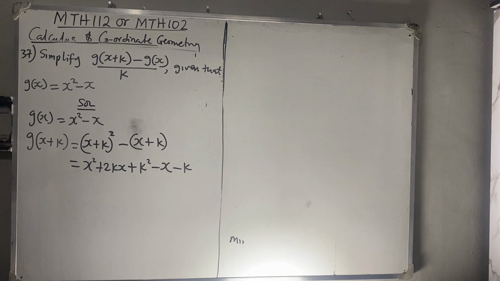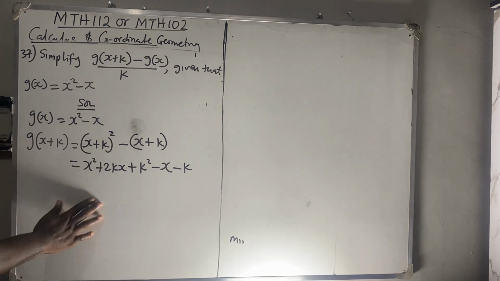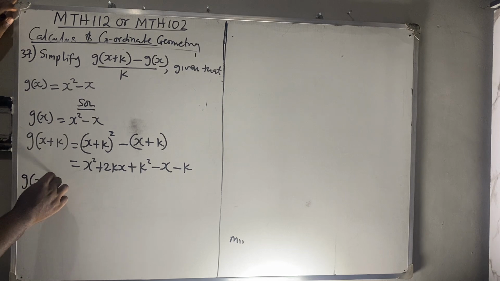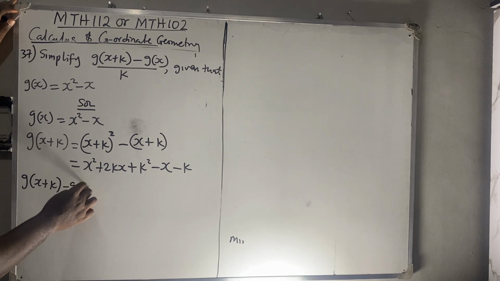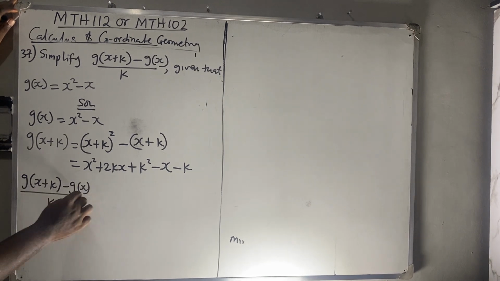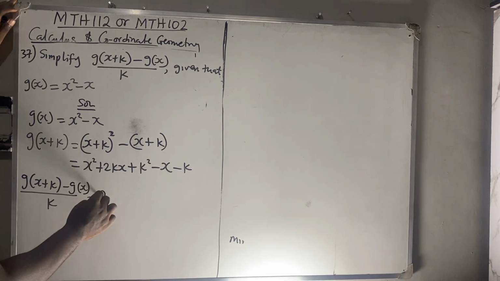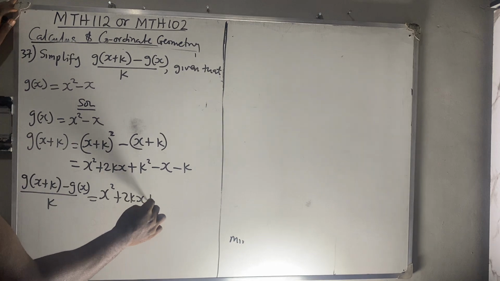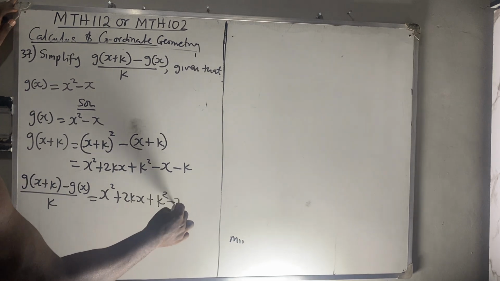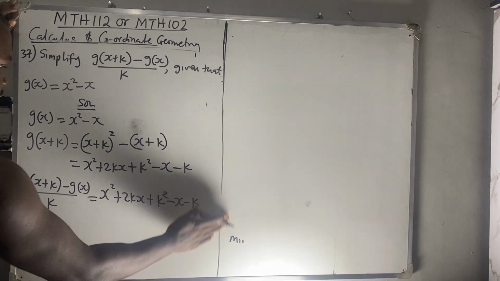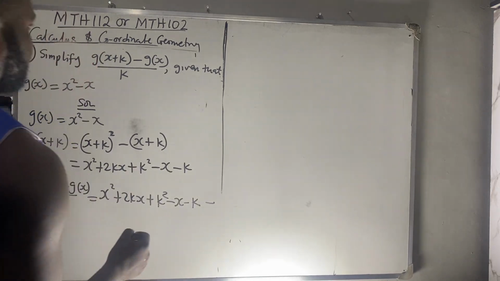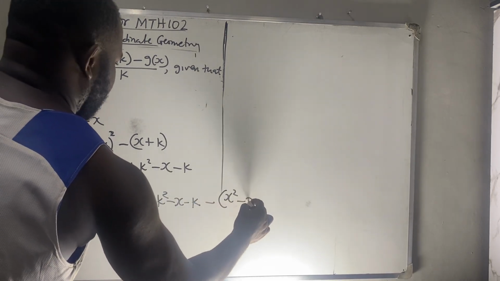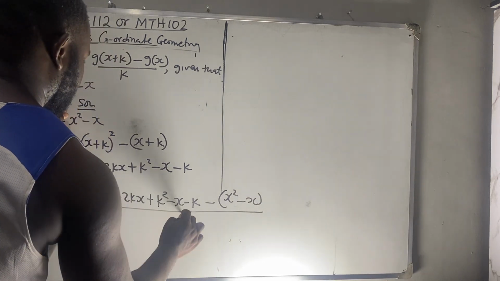Okay, so having this, if you now substitute in what we are given, we are asked to find g of x plus k minus g of x, then all over k. So this is equal to, write this one first, x squared plus 2kx plus k squared minus x minus k, then minus our g of x, which is x squared minus x, then everything over k.